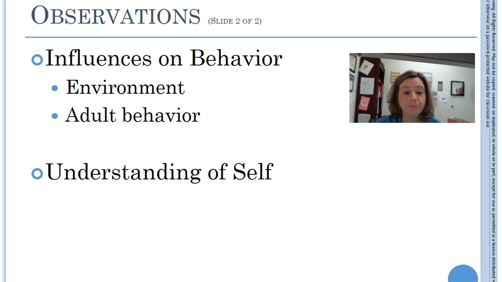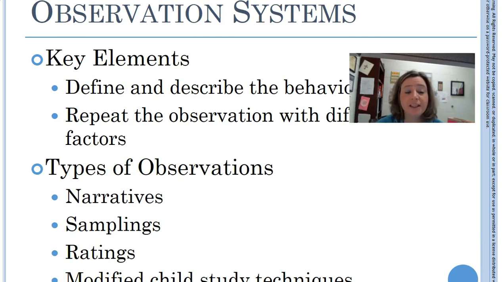So as we start looking at some common types of observation systems, you're going to see that there are some key elements. We are always looking to define and describe the behaviors, but if you notice, we're never looking to assume anything. We have to make sure that this is something that we could repeat again if necessary, because if it's not giving us accurate results, then we need to look at, is this type of observation actually accurate? Is it giving me the information that I need, or do I need to make some changes?